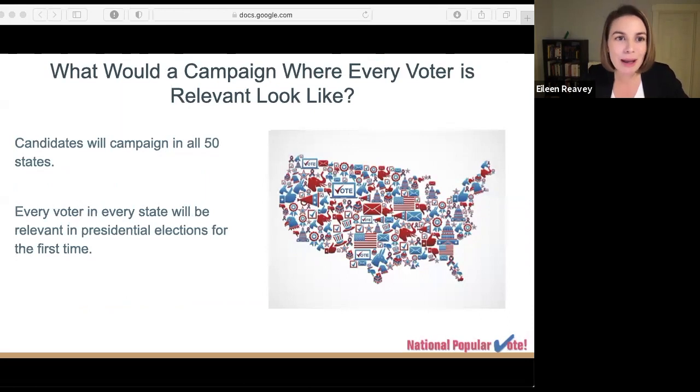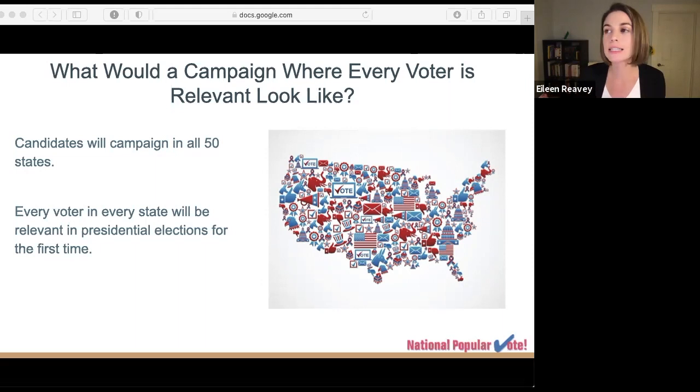And when we think about what a campaign would look like under a national popular vote where every vote is relevant, let's just think about what we have now. We have voters who are either hyper relevant because they're in a swing state or a battleground state, or we have people whose votes are effectively irrelevant because they live in a safe state. National popular vote corrects this inequity. And we know that candidates will campaign in all 50 states. They will have to go all over.